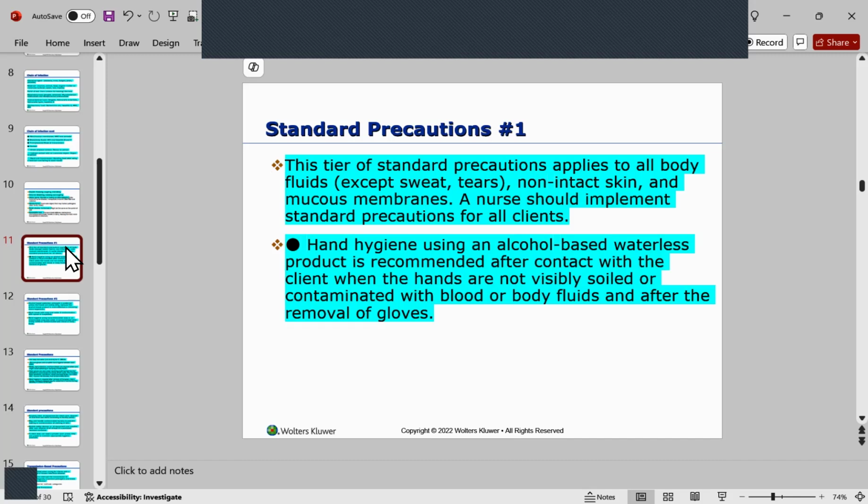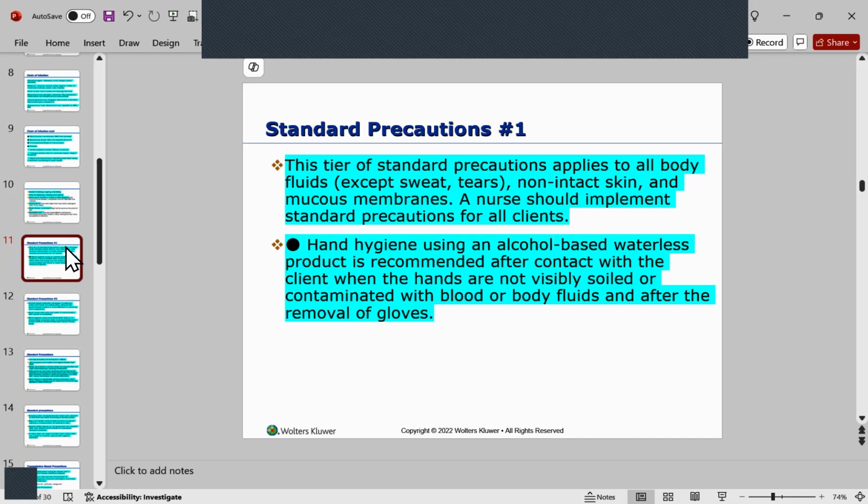So standard precautions applies to all body fluids except sweat and tears. It also applies to non-intact skin and mucous membranes, right? We use standard precautions, also known as universal precautions, for everyone. If we believe that we will come in contact with any type of body fluid or open areas of the skin or mucous membranes, we're going to wear gloves. Okay. You can use an alcohol-based hand sanitizer after contact with a client, as long as your hands aren't visibly soiled or contaminated with blood or body fluids after you take your gloves off.